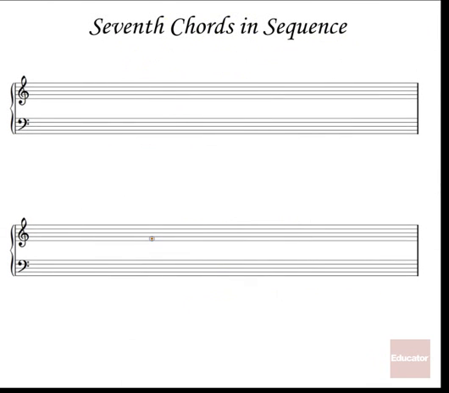Okay, now let's look at some 7th chords in sequence. Let's give ourselves some room over here and start with just a I chord. So C, G, C, E. Now we want to make a sequence of chords moving roots by fifth and include seventh chords in that. So let's move this up to a IV chord.